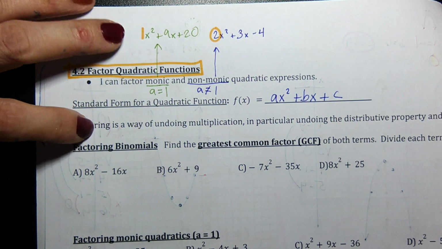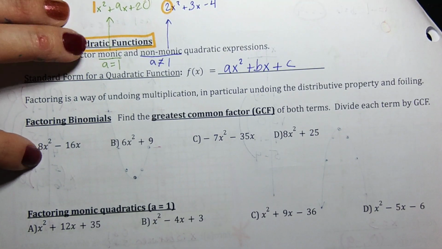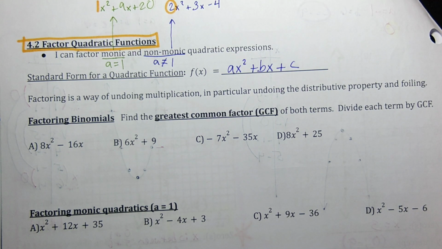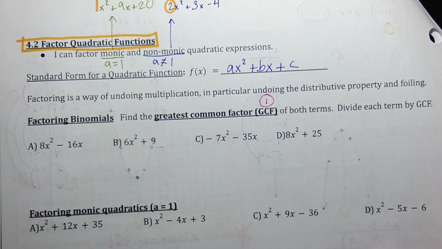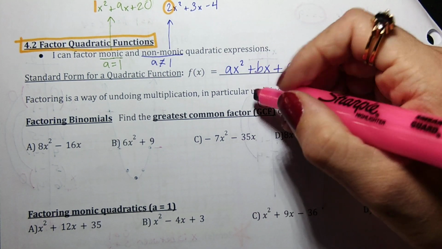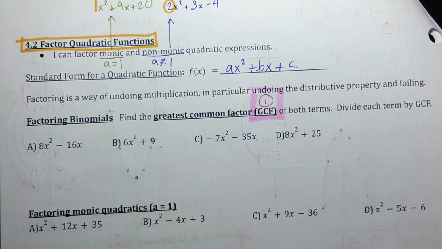Factoring is a way of undoing multiplication, in particular undoing the distributive property and FOILing, which we saw on the previous page. When we try to factor, the very first thing we always check for is a GCF. It doesn't matter if it's a monic or a non-monic, we always check for a GCF first. Why? Because it's going to make our numbers a little bit smaller.